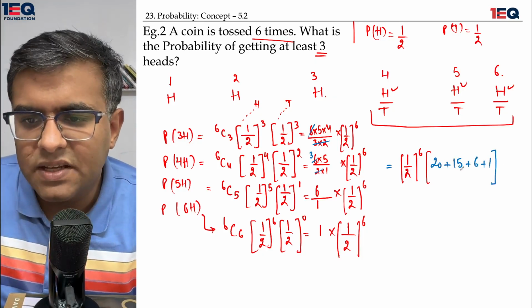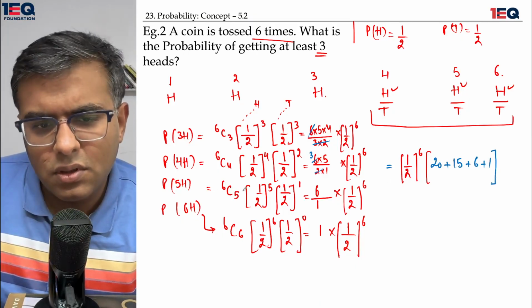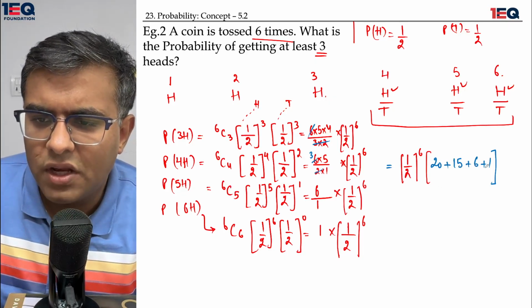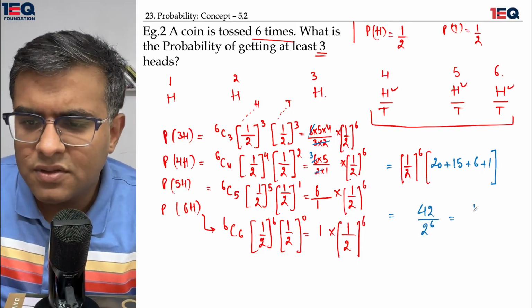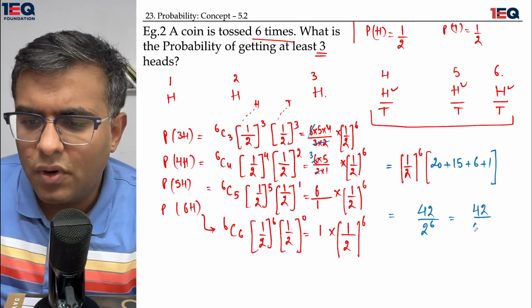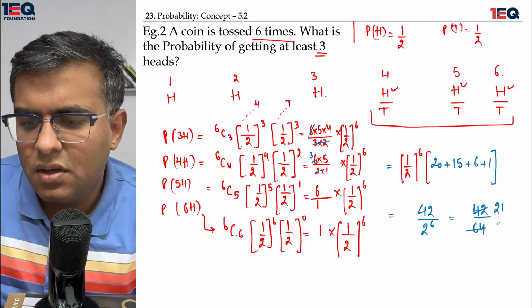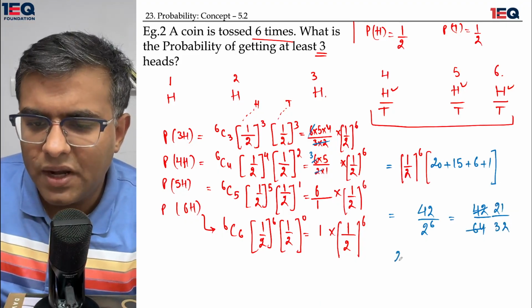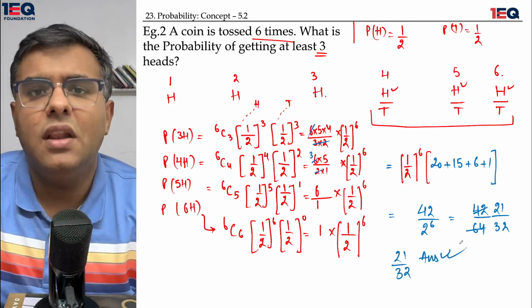Okay, this gives me how much? Yeah, this gives me 35, 41, 42. This gives me 42 divided by 2 raised to the power 6. The value of 2 raised to the power 6 is 64. So 42 upon 64, 2 21s are 42, 2 32s are 64. So 21 upon 32 is my final answer.